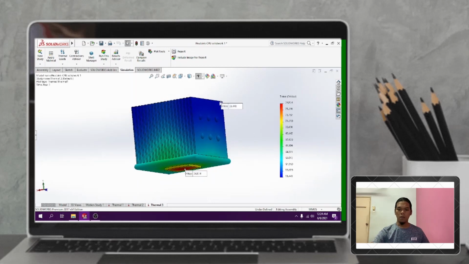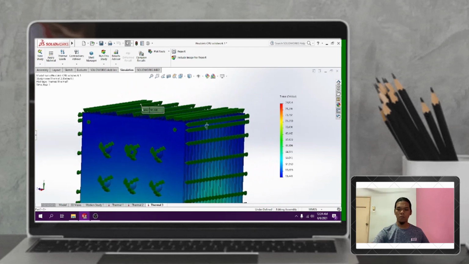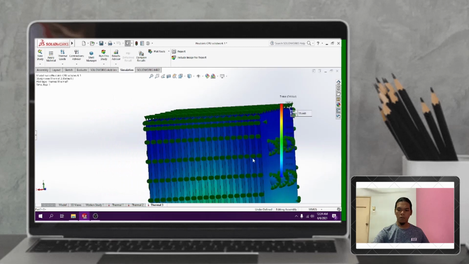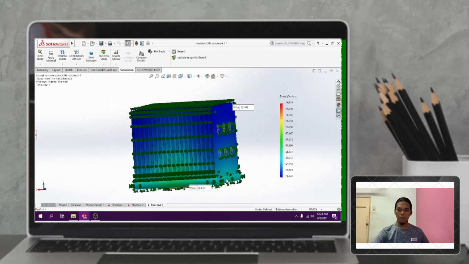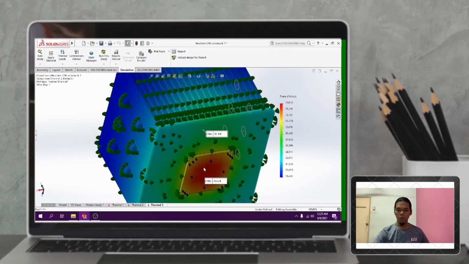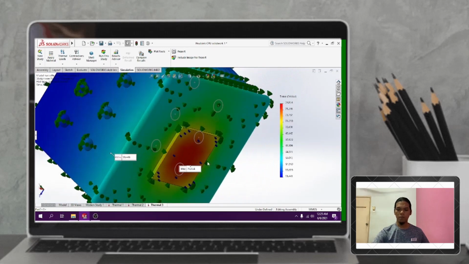Then I show this is for the ambient temperature that I insert around the pin and seat hooper. As you can see, the green arrow. For the blue arrow is heat power that I put.